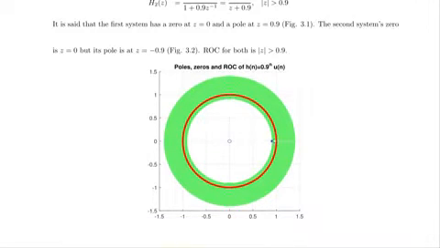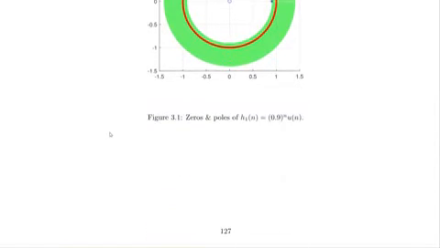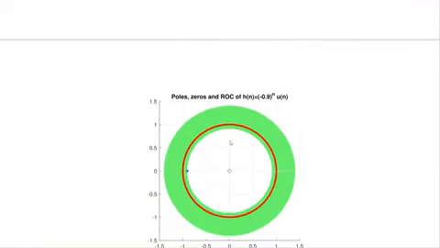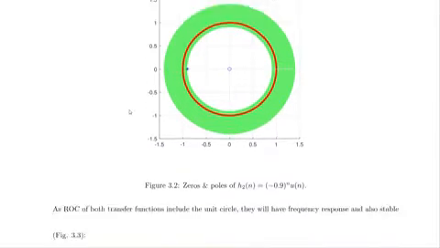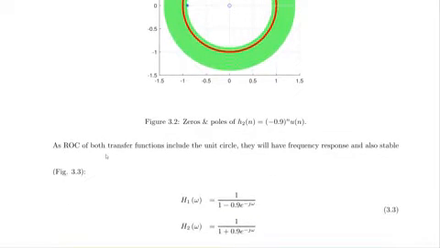So you see here, again, the 0 and poles of the system. What about the second one? Again, the same ROC, 0 similar, but this time the pole is at minus 0.9. As the ROC of both transfer functions includes the unit circle, they will have a frequency response and also be stable.